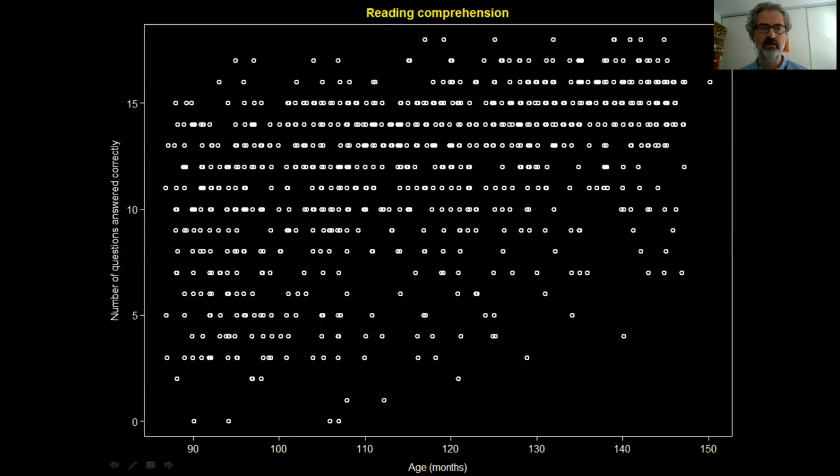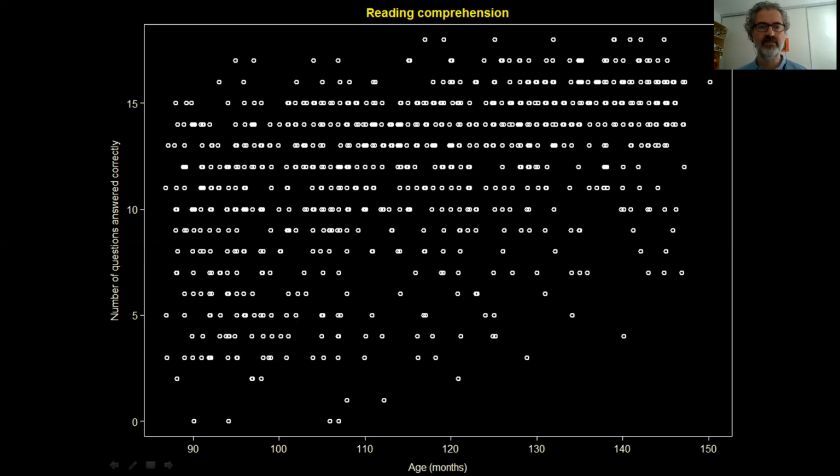What about a measure of reading comprehension for these same children? Well, again, we can see that there are few points here, which means that there are few older kids with very low scores. Low scores now mean few questions about the meaning of the passages answered correctly. This is a reading comprehension test. So low scores mean that you answer the comprehension questions incorrectly. And there are also somewhat fewer very high scores for the youngest children.